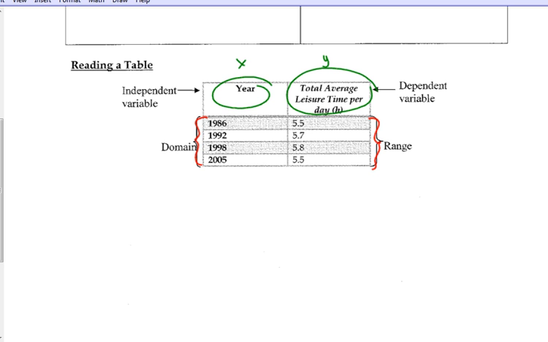What is a function? A special type of relation. That's the first part. Each element in the domain is associated with only one element in the range. Okay, so each x has only one y. Each input has only one output. It's a special type of relation.